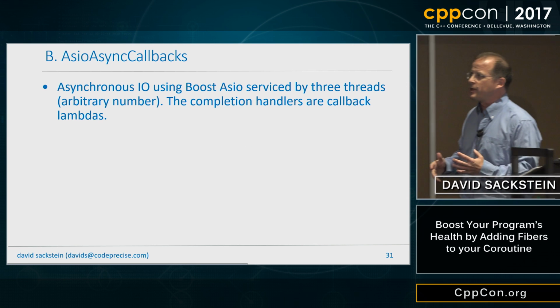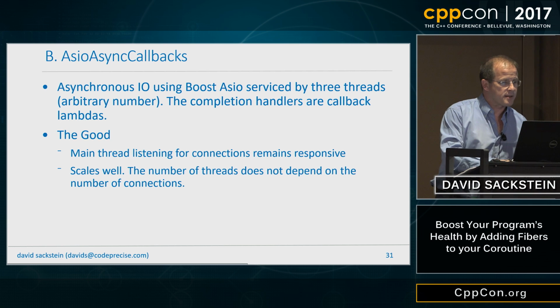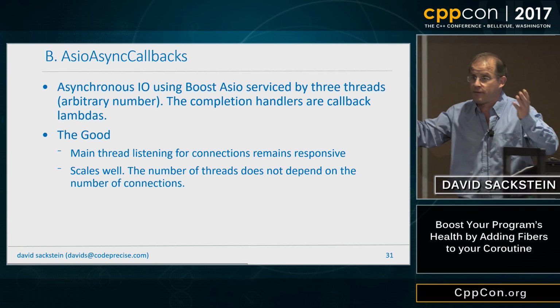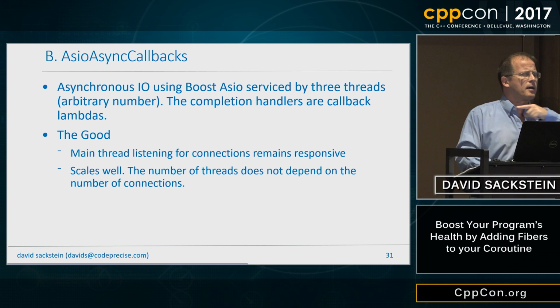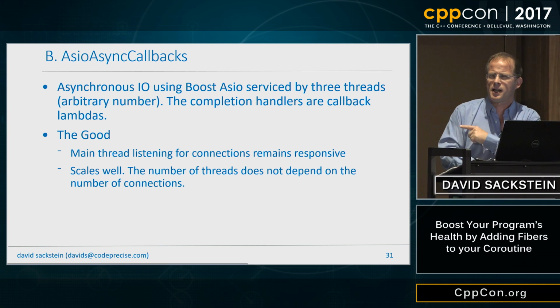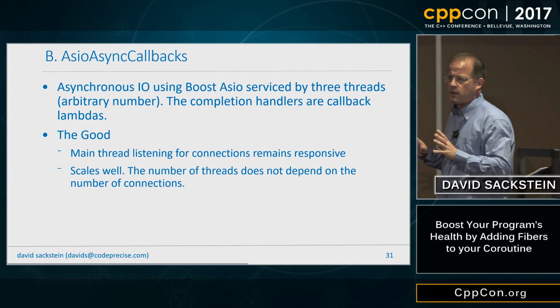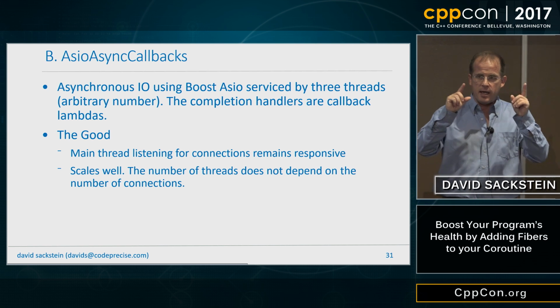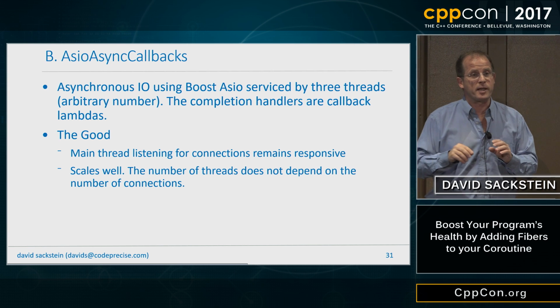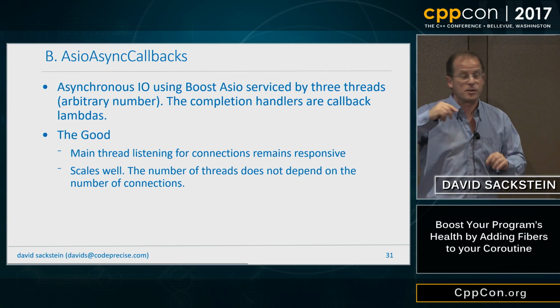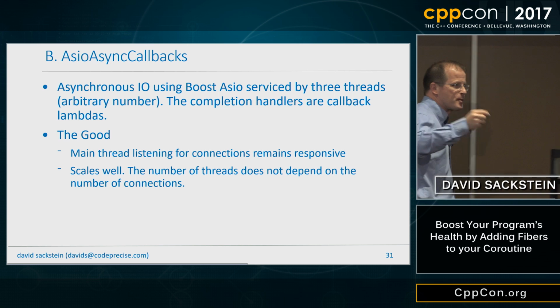What we would like to do is eliminate those callbacks. Okay, so the good is, again, we have the main thread is responsive, and it scales well. By the way, in this application, why do I say it scales well? Because if we're using Boost.Asio, we're not creating a thread for every connection. In fact, all we're doing is we're spawning coroutines. Sorry, all we're doing is we're spawning asynchronous operations.